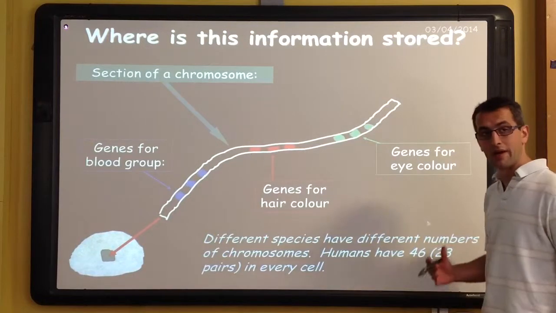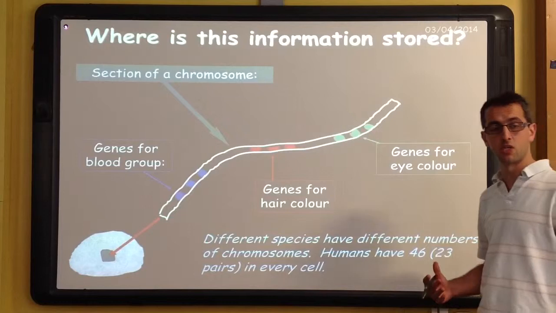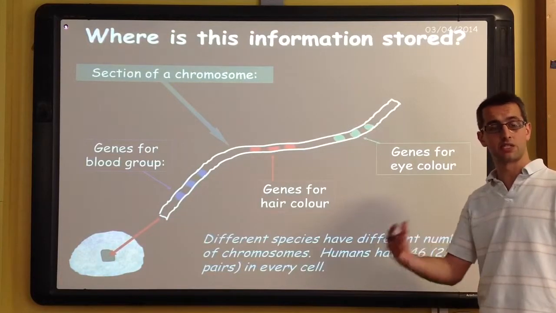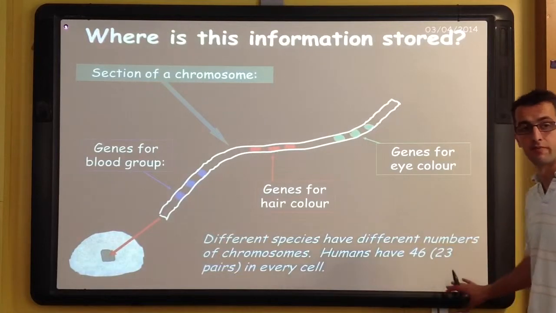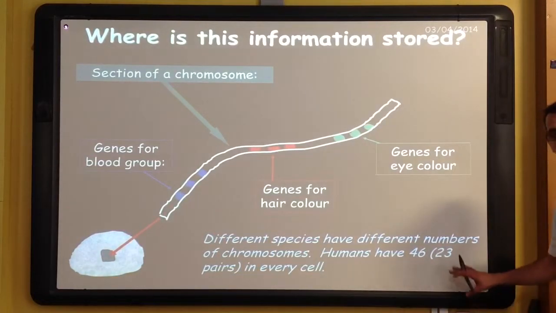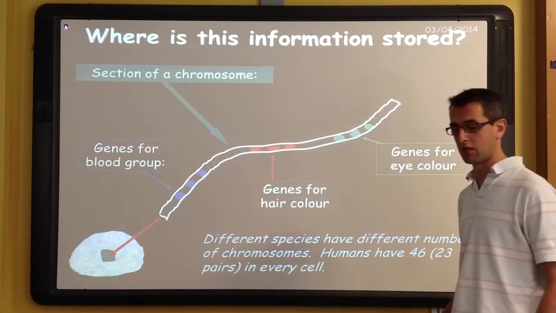So as I say, we have 23 pairs, that's 46 chromosomes in total. Different species, whether they be apes, cats, plants, anything, will all have different numbers of pairs of chromosomes. Being that we're human, we have 23 pairs, and that is unique to us as a species.